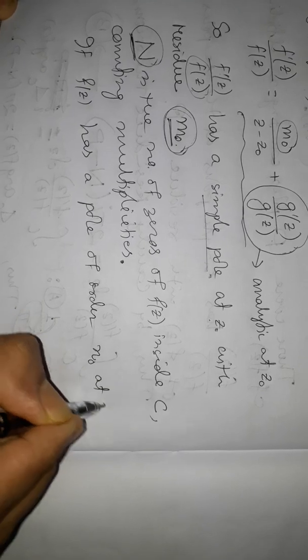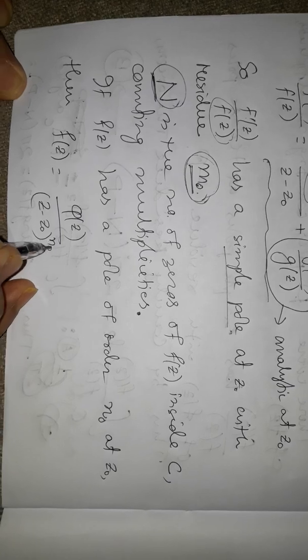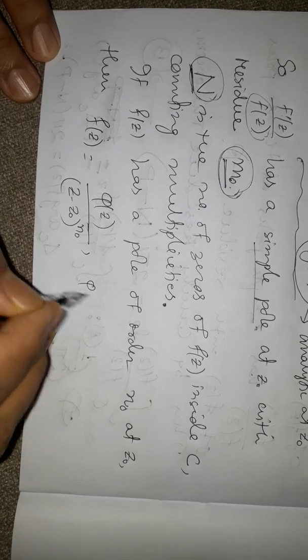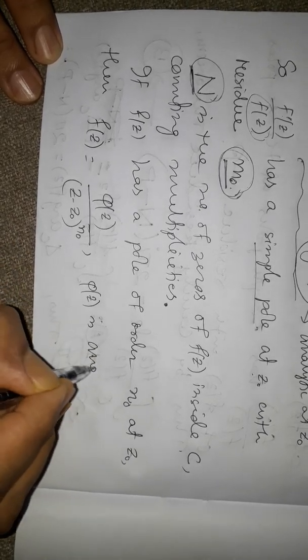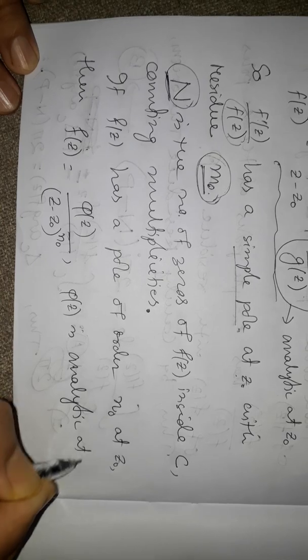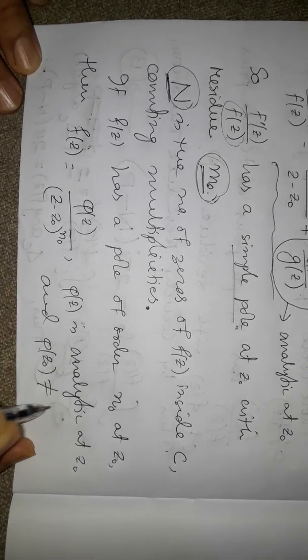Similarly, if f z has a pole of order say n naught at z naught, then we can write f z equal to phi z by z minus z naught to the power n naught, because z naught is a pole of order n naught, where phi z is analytic at z naught and phi of z naught is not equal to 0.